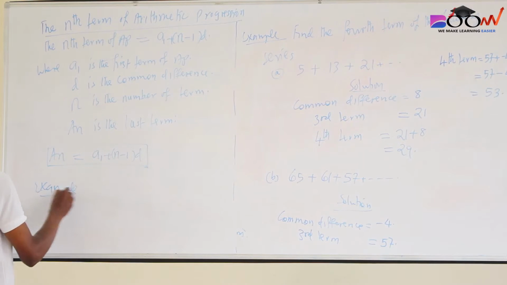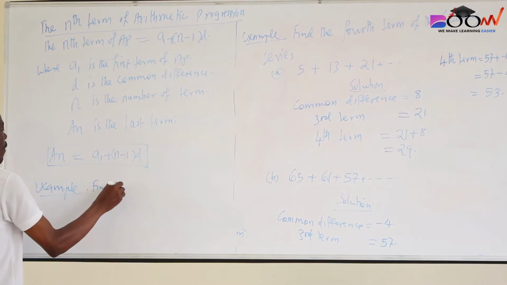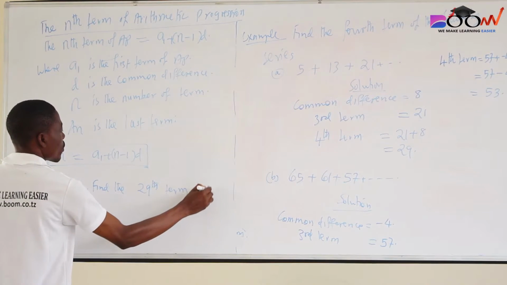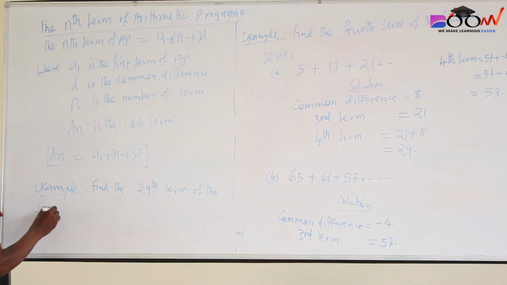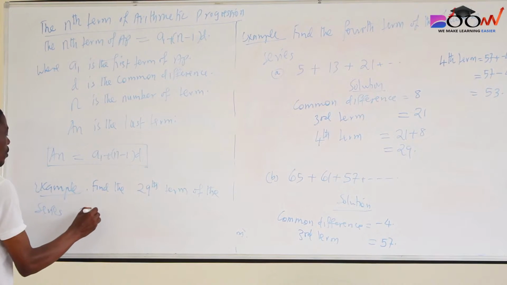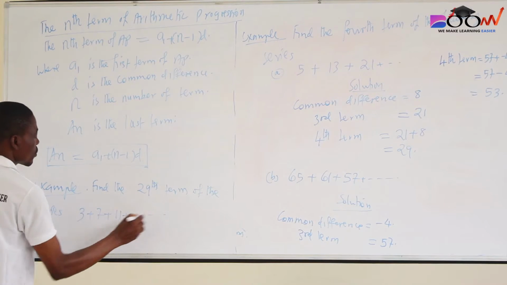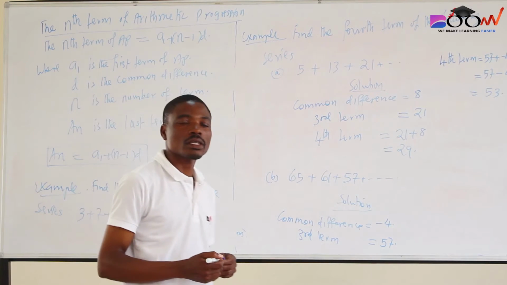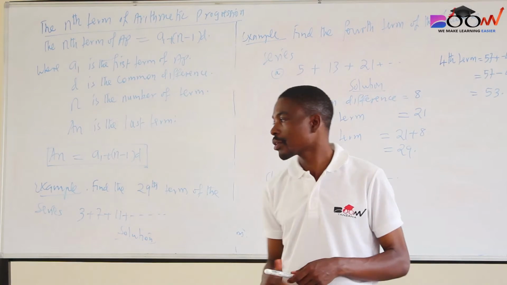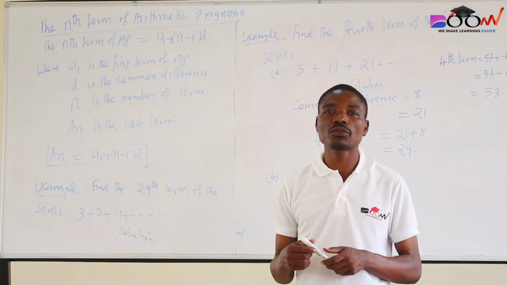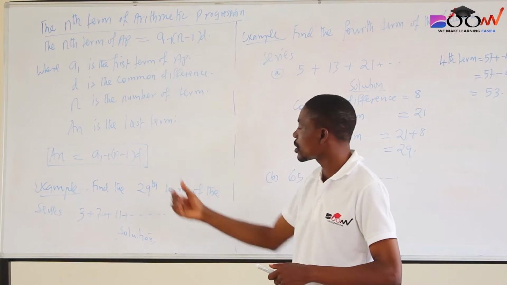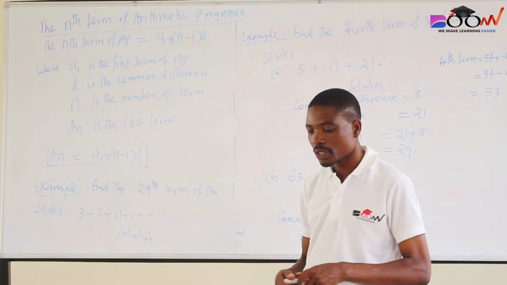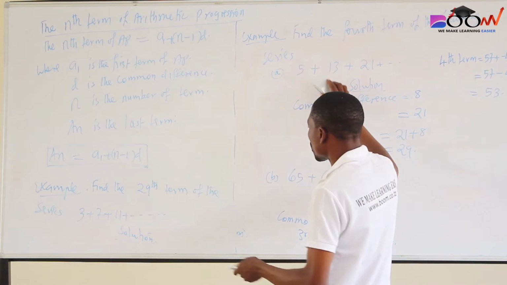Example: find the 29th term of the series, let's say 3 plus 7 plus 11 plus so on. To find the 29th term in that series, how can you find it? As I said, it is impossible to arrange all the numbers up to 29. It is somehow difficult, so you have to use our formula.